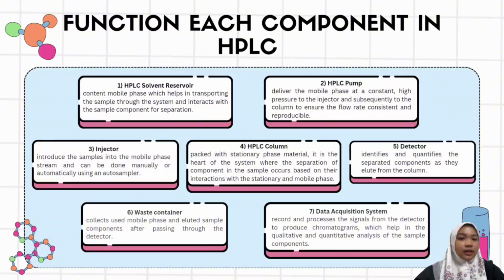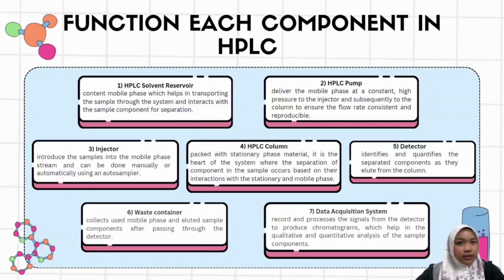The first one is the HPLC solvent reservoir. The function of this solvent is as the mobile phase, which helps in transporting the sample through the system and interacts with the sample components for separation. The second one is the HPLC pump. It delivers the mobile phase at a constant high pressure to the injector and subsequently to the column to ensure the flow rate is consistent and reproducible.